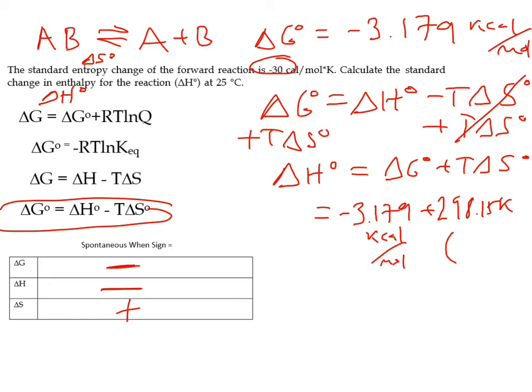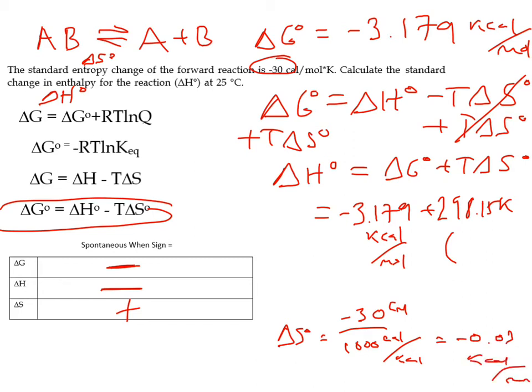What is our unit on entropy given? It's calories. Is that going to jive with our kcals? It's not. So we need to divide that by 1,000. So our delta S naught is negative 30 over 1,000 because there's 1,000 calories in a kcal. That is negative 0.03 kcals per mole. So I'm going to put that in here, negative 0.03.